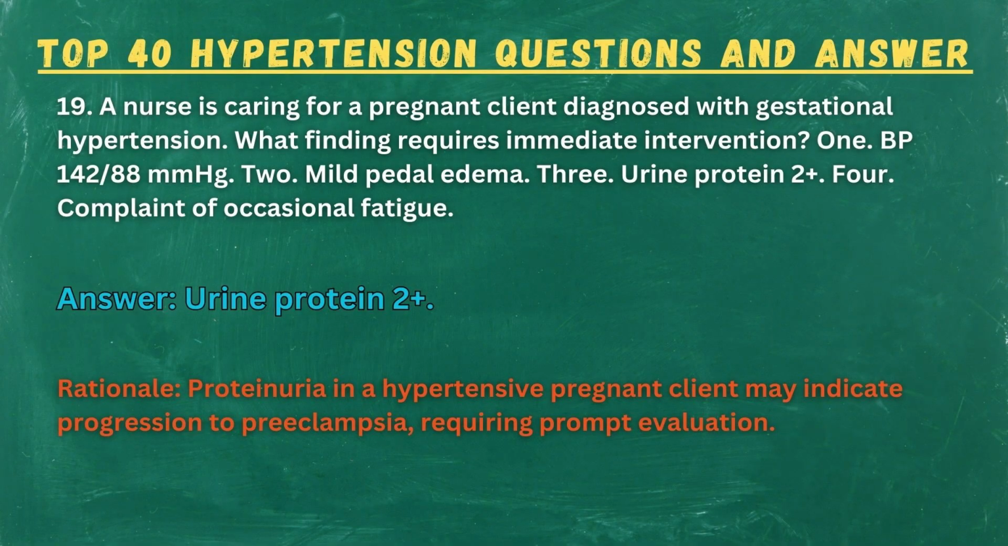19. A nurse is caring for a pregnant client diagnosed with gestational hypertension. What finding requires immediate intervention? 1. BP 142/88 mmHg. 2. Mild pedal edema. 3. Urine protein 2+. 4. Complaint of occasional fatigue. Answer: urine protein 2+. Rationale: proteinuria in a hypertensive pregnant client may indicate progression to preeclampsia, requiring prompt evaluation.